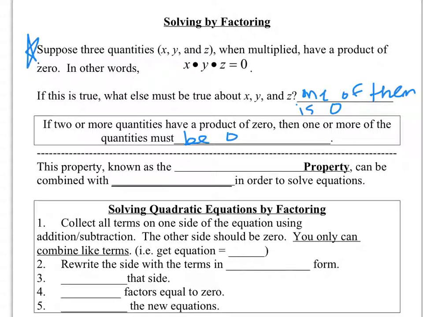This isn't true for any other number. I don't know what one of the numbers has to be. Think of it like I have a lot of things that multiply to 20. It could be 1 and 20, or 2 and 10, or 4 and 5, or 1/2 and 40. I don't know specifically what one number must be. But if I'm multiplying to 0, one of those things has to be 0. And because of that, this is known as the zero product property.